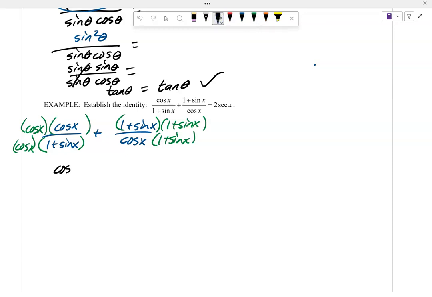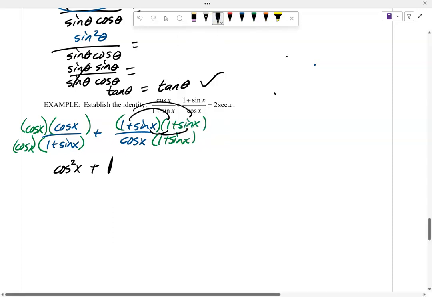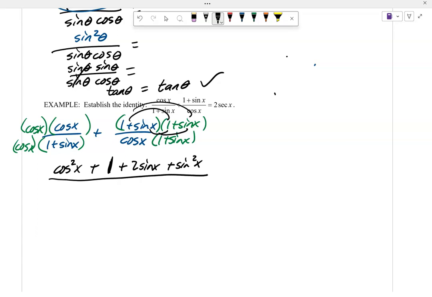I got cosine squared plus, over here, I'm going to go ahead and FOIL this. So I have 1 times 1 is 1. 1 plus sine plus another sine. So I have 2 sine. And then sine times sine is a sine squared. And this is all over our common denominator of cosine times 1 plus sine.